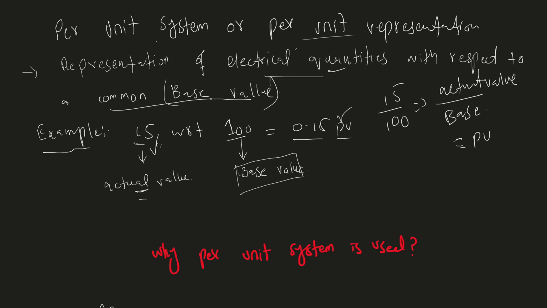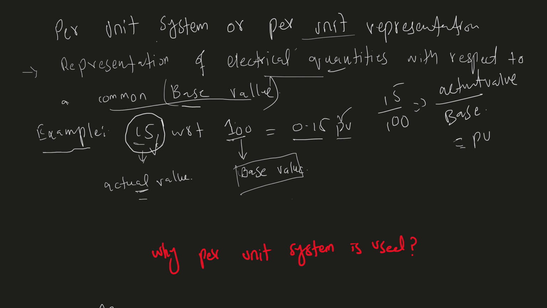Per unit system is the representation of different electrical quantities with respect to a common value. That common value is called a base value. So, for example, if we have 15 and we want to convert it to per unit, then we must have a base value first.